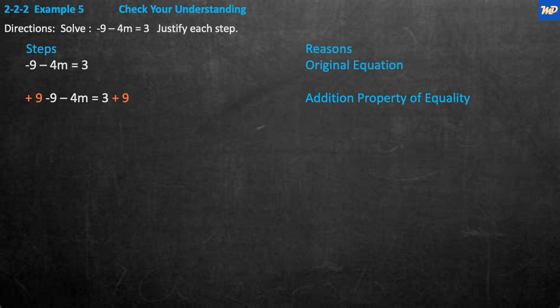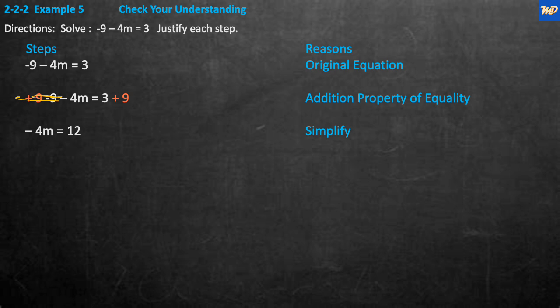So now we've added 9 on both sides for the addition property of equality. Then we're going to simplify, which means that the 9's on the left-hand side, bingo, gone. And the 3 plus 9 on the other side equals 12. So negative 4m equals 12. That's what we're left with. Now we have to get the m to the point where it has a coefficient of 1. Not negative 1, but 1.